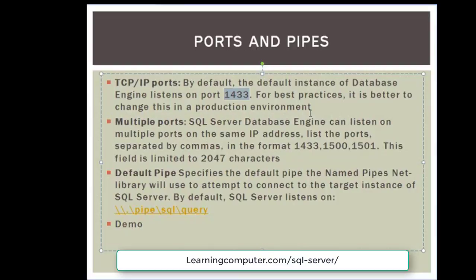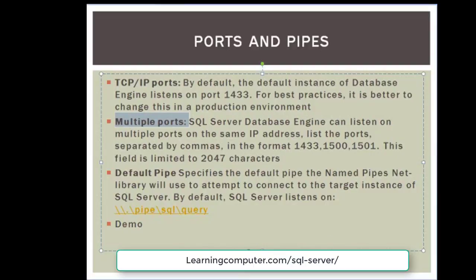At places I have used 1500 or 1501, but you can really pick a port that's available to you. You can also have the ability to listen on multiple ports on the same IP address, okay? And what you do is you list the ports separated by comma. So like I just mentioned, you could go 1433, 1500, 1501. This field is limited to 2047 characters, but obviously you can put in different ports.